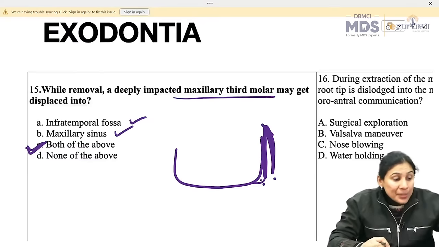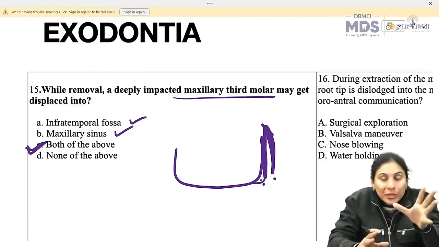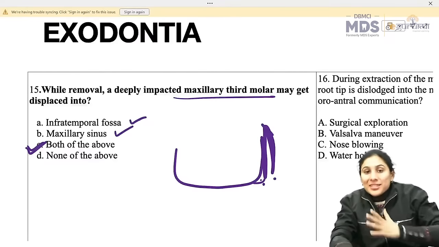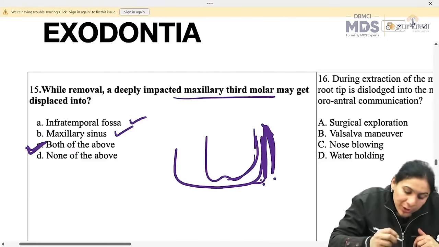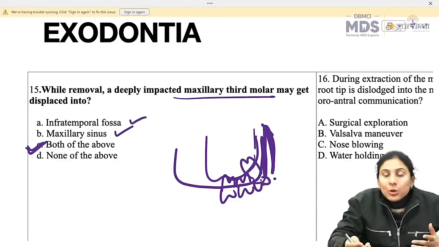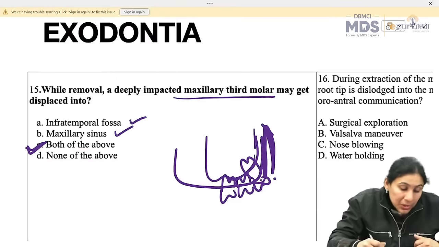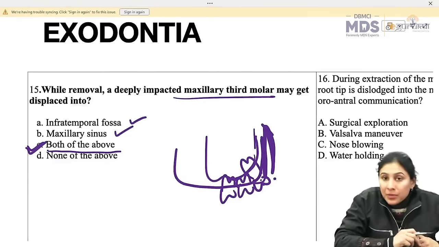See, again, you only read option A. You have to read all the options. It can very easily go into the maxillary sinus also. Why not? So the correct answer is C, both of the above.